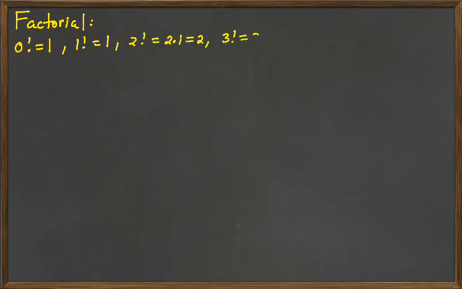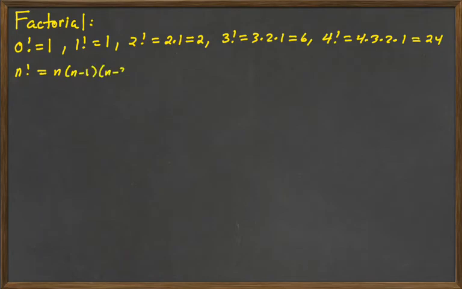Okay. All right, so let's talk a little bit about factorial. 0 factorial is defined to be 1. 1 factorial is 1. 2 factorial is 2 times 1, which is 2. 3 factorial is 3 times 2 times 1, which is 6. 4 factorial is 4 times 3 times 2 times 1, which is 24. In general, n factorial is n times n minus 1 times n minus 2 times n minus 3, and so on, times 2 times 1, all the way down.